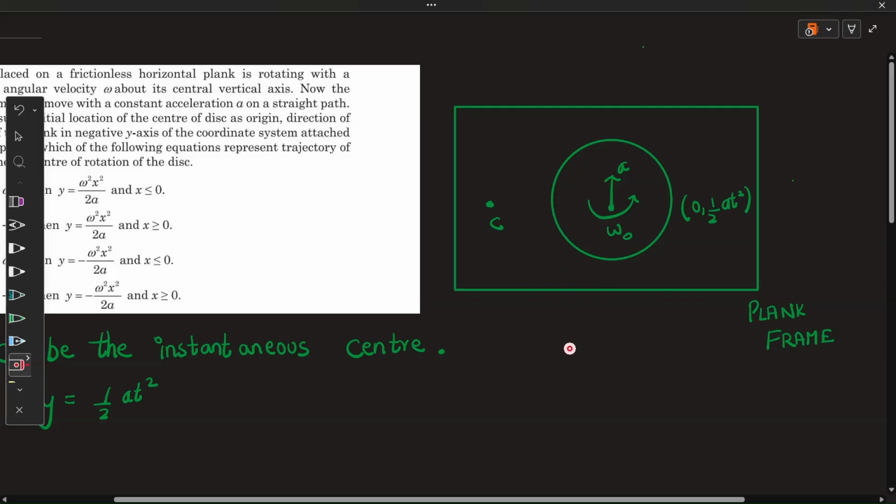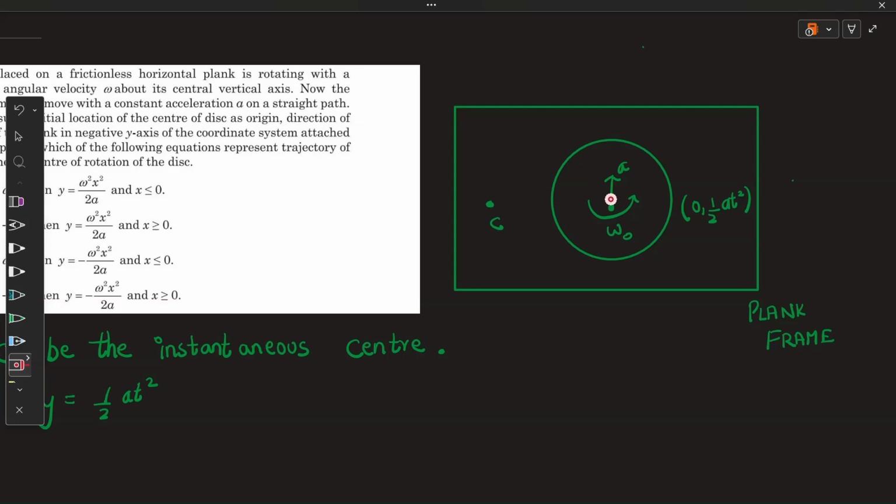With plank frame, what happens is as the plank is moving down, with respect to plank frame this particular disk will move up with acceleration a. Correct. So this moves with the velocity of at in positive y direction. And the coordinates of this center is same. The x coordinate doesn't change. 0 comma half at square.